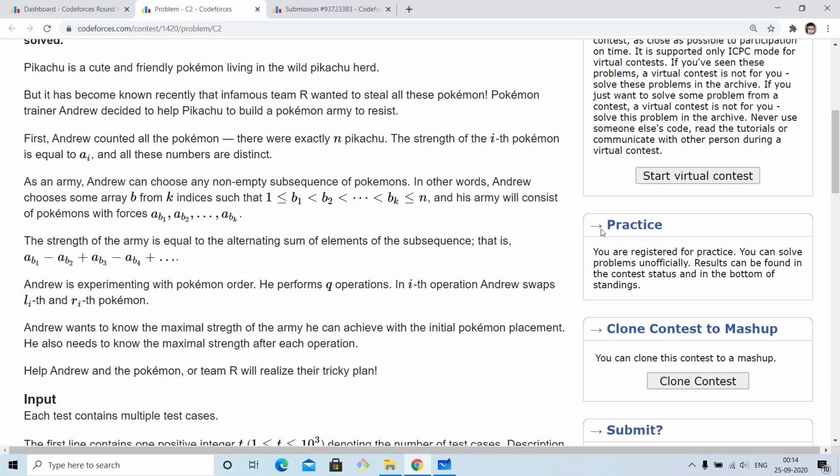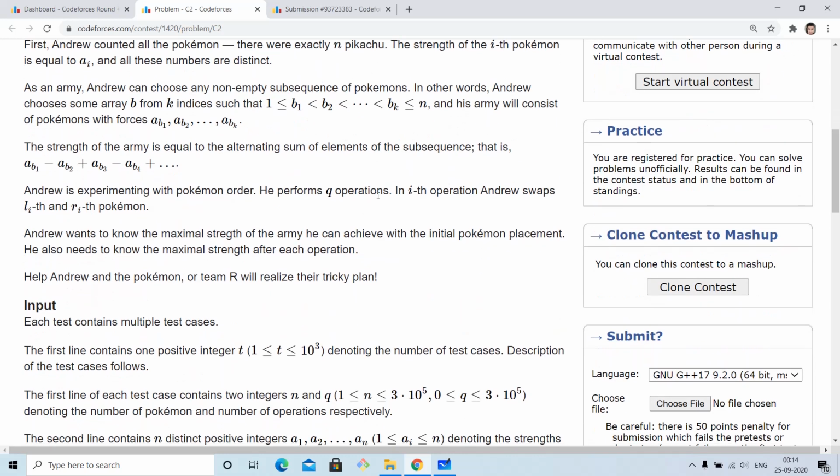After that, we will do q operations. In the ith of those q operations we will swap the elements a_l and a_r, and after that we have to again print the value of the strength of the optimal subsequence, that is, the maximum value of the strength, which corresponds to the optimal subsequence. So now let us try to understand this problem on the whiteboard.